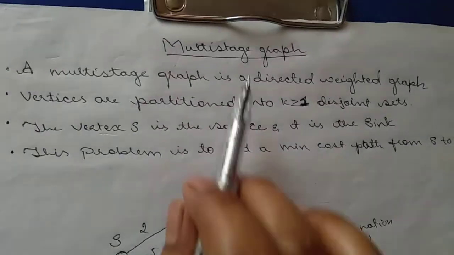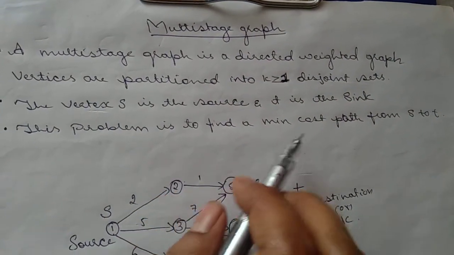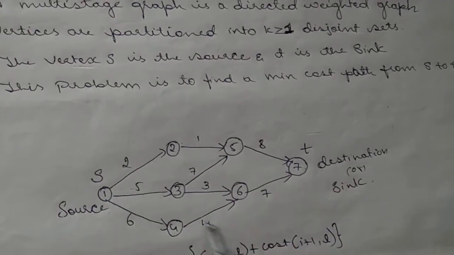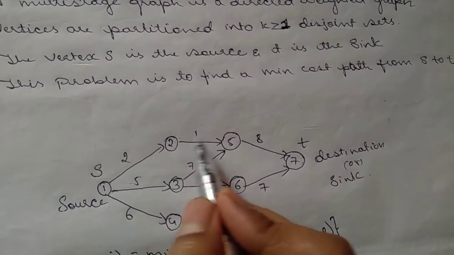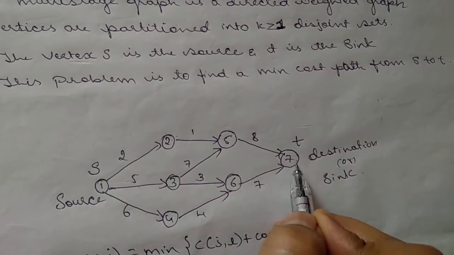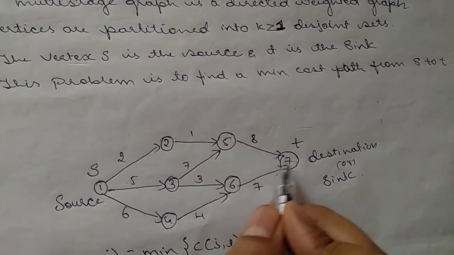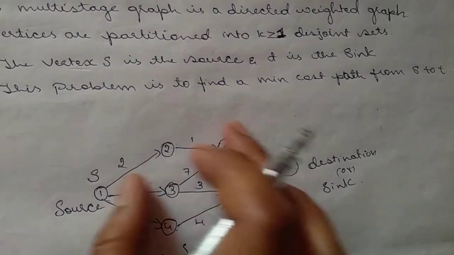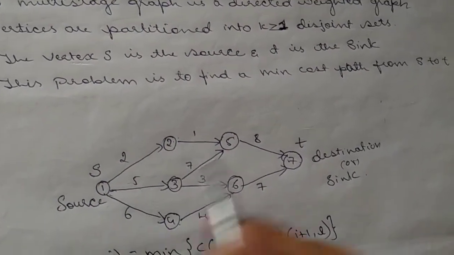Why do we use this multi-stage graph? This multi-stage problem is used to find the minimum cost path from source to destination. See here, from source you can go to 2, from 2 you can go to 5, from 5 to 7, or else 1 to 3, 3 to either 5 or 6, and then to 7. Then 1 to 4, 4 to 6 and 7. Among these, you have to find out the minimum cost.